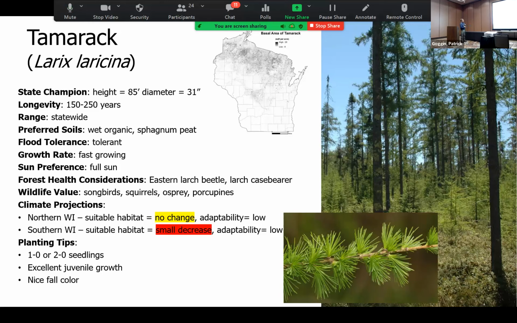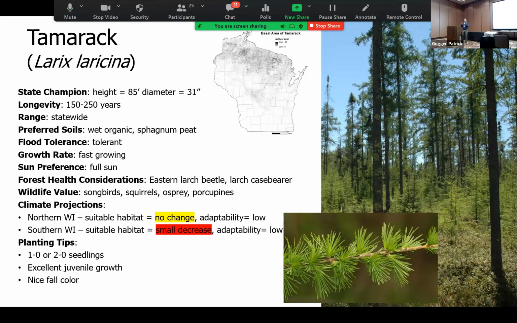From a climate perspective, you can see, that doesn't look really good, Greg. It's kind of a no change in suitable habitat in the north, even a small decrease in the south. And its adaptability score, that's based on some of the biological capabilities of the species. And it gives it a rank on how adaptable it is in a changing climate. For tamarack, it's low.